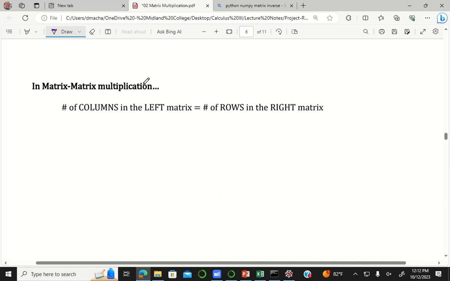Important in matrix multiplication, the number of columns in the left matrix has to be equal. Did I mess this up? Hold on, let me think.